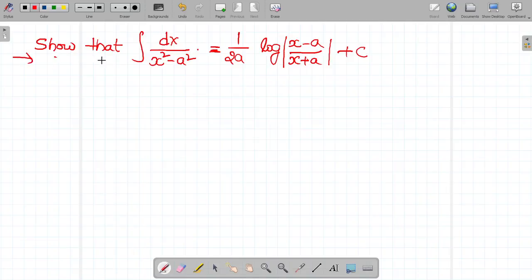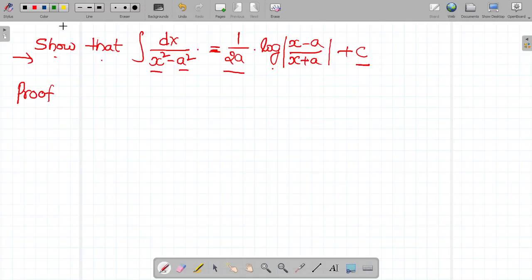Show that integral dx by x square minus a square is equal to 1 by 2a into log of modulus x minus a by x plus a plus c. Okay, let's go to the proof.